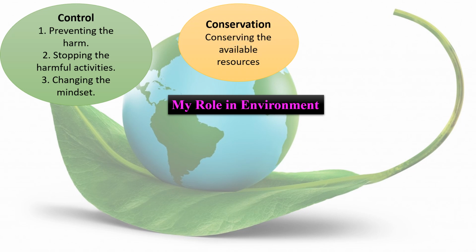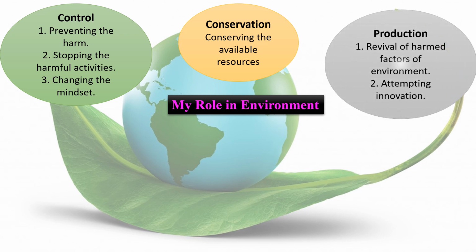The next is conservation. फर्स्ट कंट्रोल करेंगे, फिर कंजर्व करेंगे. Conserving the available resources, जो भी अवेलेबल रिसोर्सेज है उसे सही तरीके से इस्तेमाल करेंगे और कंजर्व करेंगे. Then comes production. जो भी चीजें हार्म हो चुकी है, खत्म होने पे है, या फिर जिसे हम लोग डिस्ट्रॉय हो चुकी है या डिस्ट्रॉय करने के स्टार्ट में थे हम लोग, तो उसे रिवाइव करना, revival of harmed factors of environment means उसे फिर से लाइफ देना.